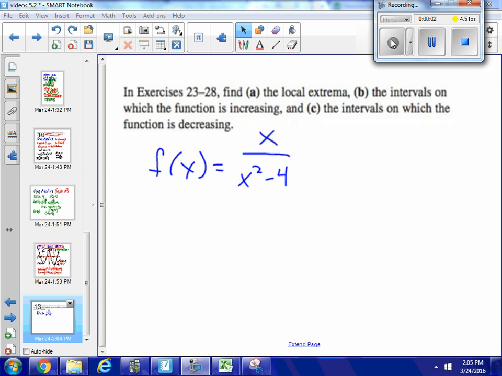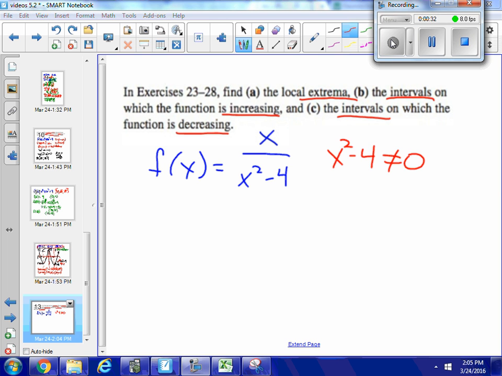In this problem, I need to find the local extrema. I need to find the intervals on which the function is increasing and the intervals on which the function is decreasing. So first I'm going to start off with the domain of my function. And I don't have any logarithms or radical signs, but I do have a denominator with a variable in it. So I know that x squared minus 4 cannot be equal to 0.